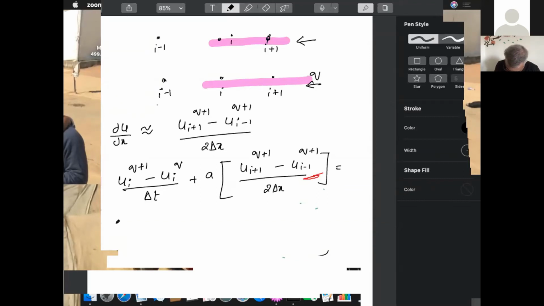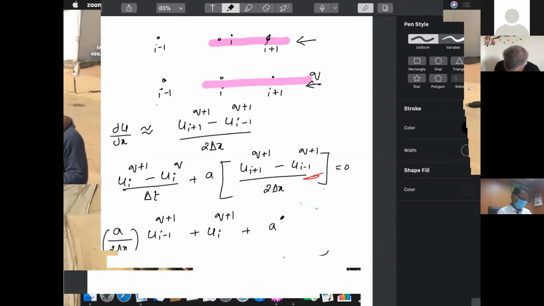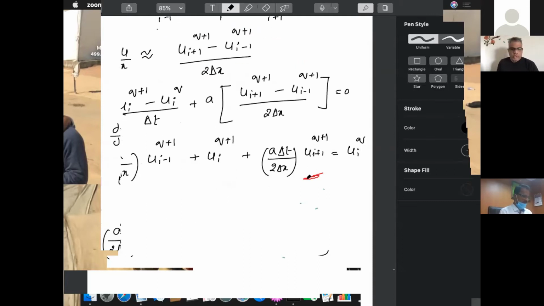So you have a by 2Δx into minus a by 2Δx u_{i-1} at q+1, plus u_i at q+1, plus aΔt by 2Δx u_{i+1} at q+1, is equal to u_i at q. So you are writing all the values in terms of a. Now this part can be rewritten in a matrix form.